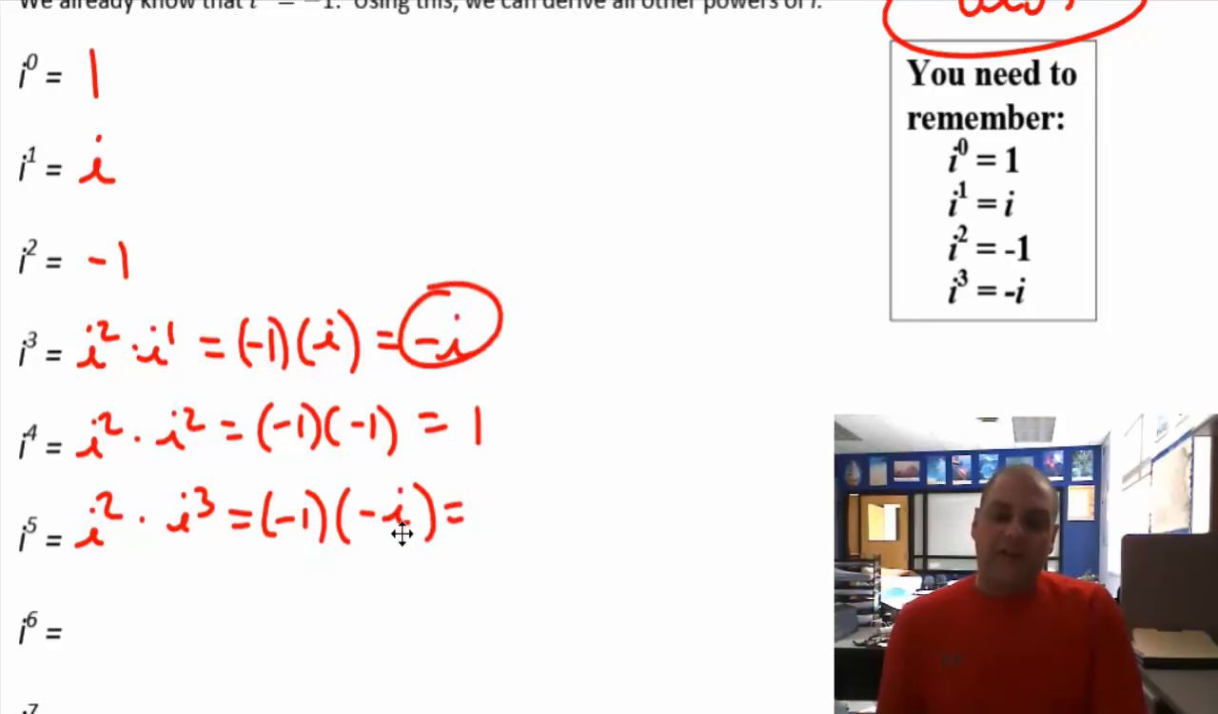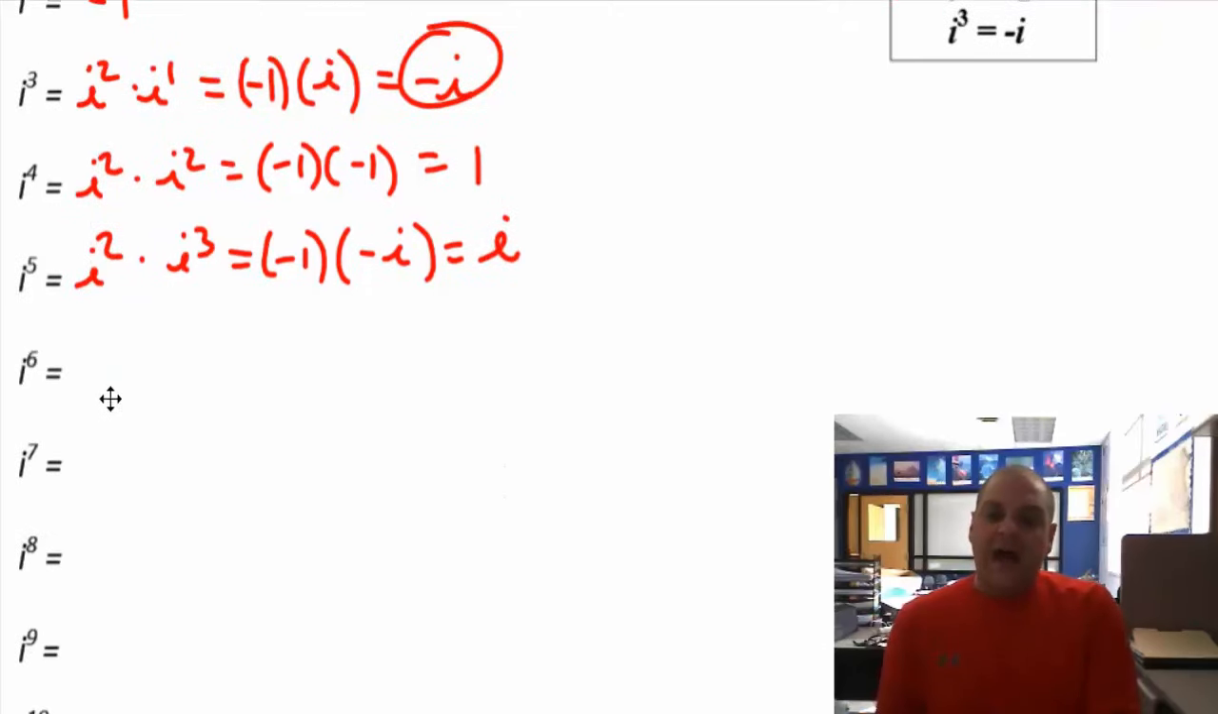So what's negative 1 times negative i? That's positive i. Keep going here. i to the sixth will be i squared times i to the fourth. You add exponents. So i squared is negative 1, and i to the fourth we said was 1. Negative 1 times 1 is negative 1.